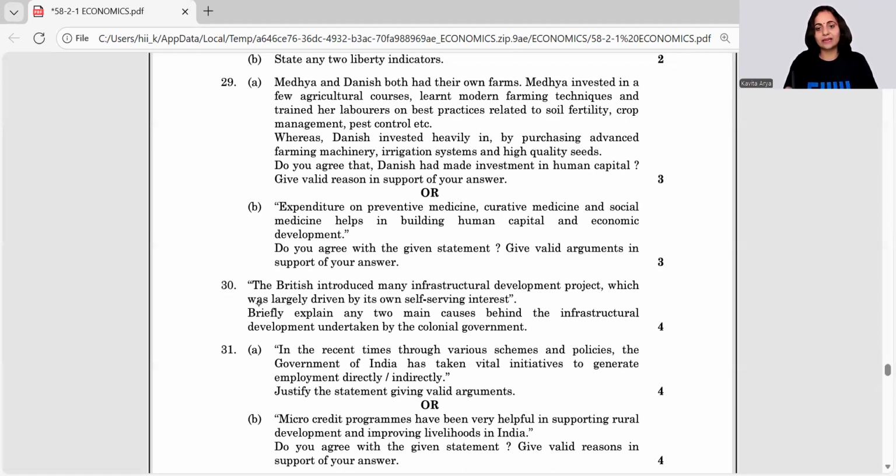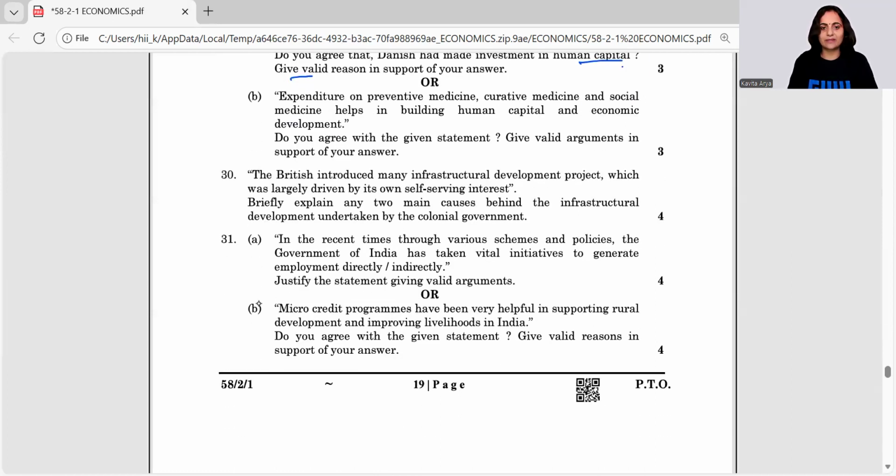Do you agree that Danish has made investment in human capital? Give valid reasons. When you talk about human capital, actually human capital was invested in by Medhya because she tried to improve the people, right? But Danish here has invested in the physical assets. So no, Danish has not made the investment in human capital. In fact, it is the physical capital where he has invested. So you can give the definition of the same with examples sufficient for 3 marks, right?